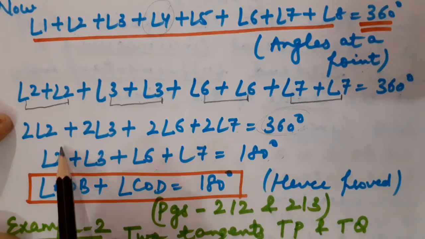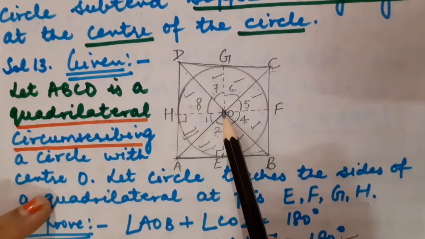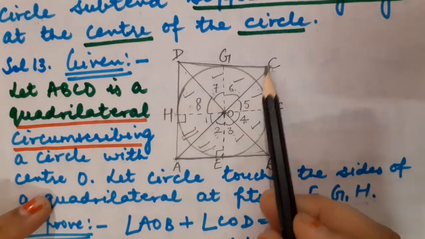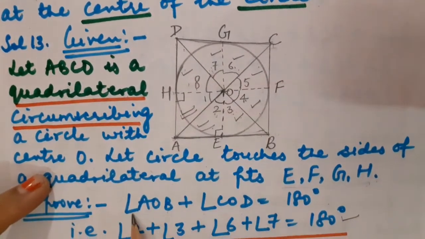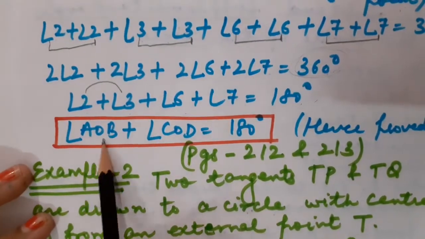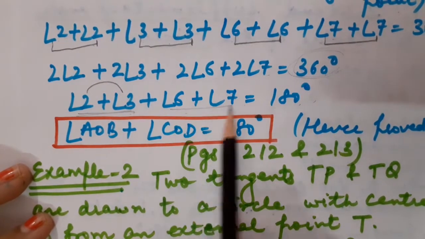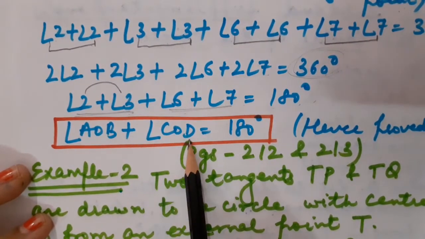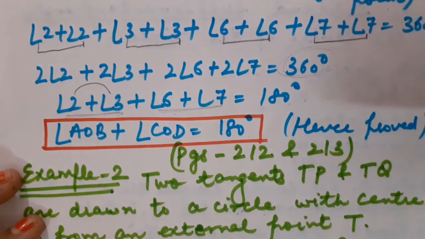So what were these 2 and 3? Let us check in the figure. Angle 2 and angle 3 were actually AOB, and angle 6 plus angle 7 are COD. So the same thing I wanted to prove, I have proved it. Now just look here. Angle AOB, that is angle 2 plus angle 3, and angle 6 plus angle 7, which is angle COD, is equal to 180 degrees. So hence proved.